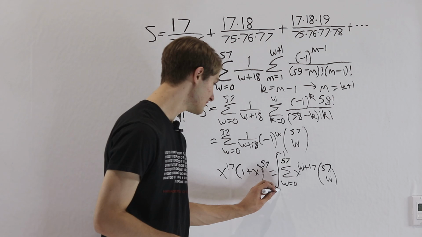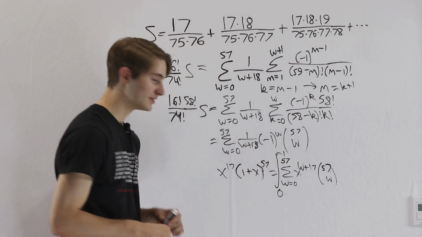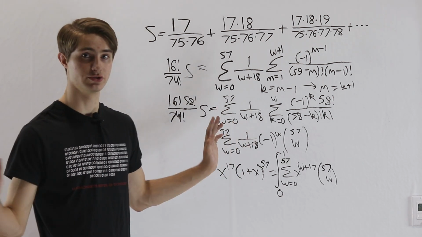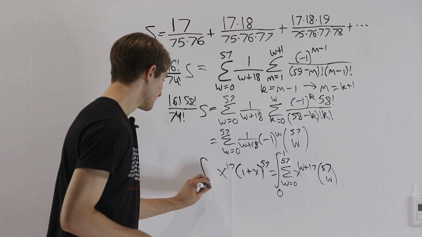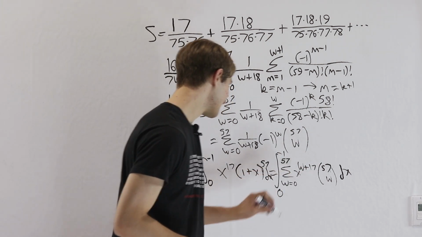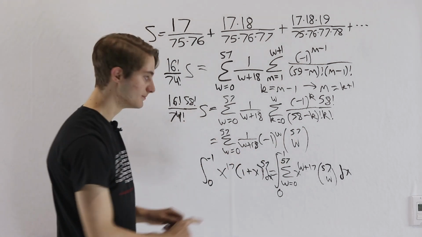The other bound I'm going to set to 0, because that way when we evaluate this, we'll have x to the w plus 18 or 0 to the w plus 18, which just goes away because 0 to anything positive is 0. So let's take the integral from 0 to -1 on both sides with respect to x. And if we figure out what that's equal to, that is going to be our sum.